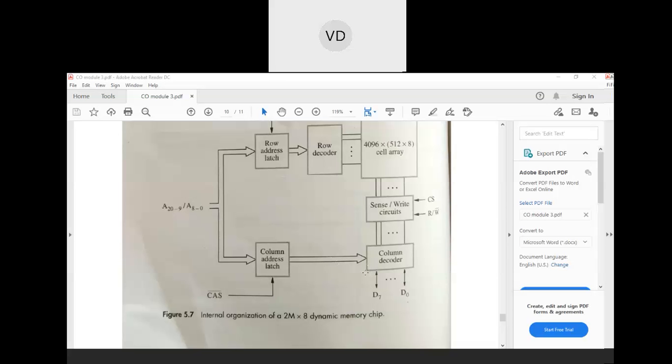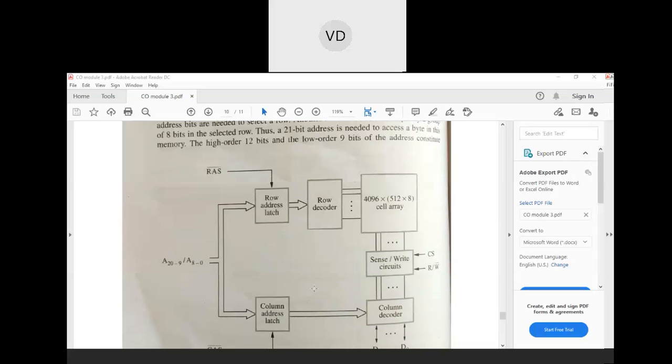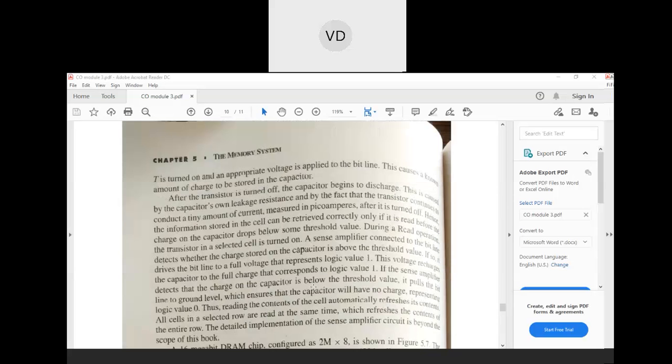When we are refreshing the complete row, automatically the charge will be stored back into it. As I am telling, it should be refreshed periodically. Sometimes what happens is that refreshing will not happen. So how do we find out whether the charge is there or not? For that we have a control circuit here.